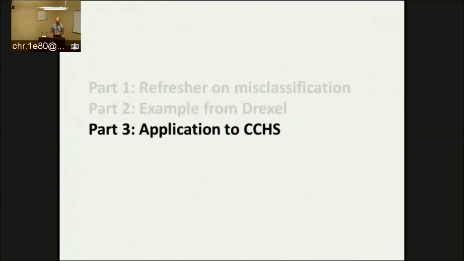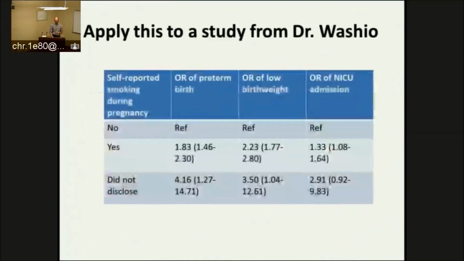So that is the work from Drexel. Now how I plan to incorporate some of this here at Christiana is based on a study that Dr. Washio over there had just conducted, where she looked at data that we have. So we have postpartum data, and we also had some information about whether moms smoked. This was asked prenatally when they were receiving their care.